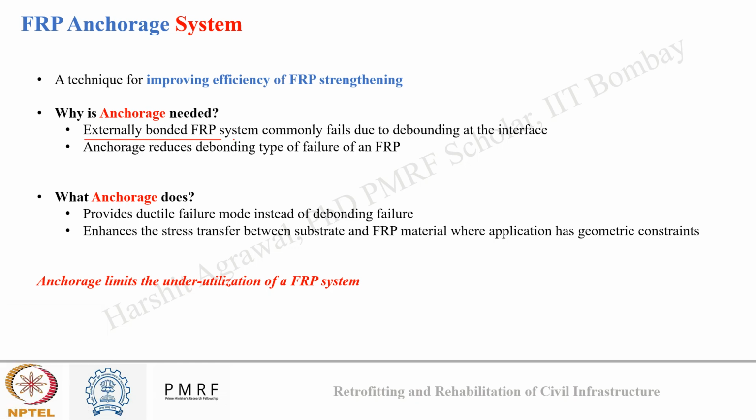The externally bonded FRP system commonly fails due to debonding at the interface. We want to reduce these. So for this, we need an anchorage system, and anchorage reduces the debonding type of failure in the FRP. What anchorage does is provide a ductile failure mode instead of debonding failure. So instead of failure due to debonding, it will provide a ductile failure mode, either due to yielding of steel or yielding of FRP.